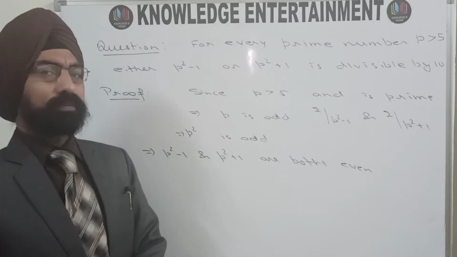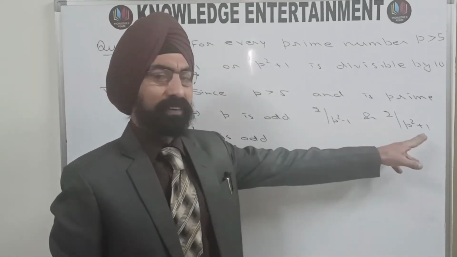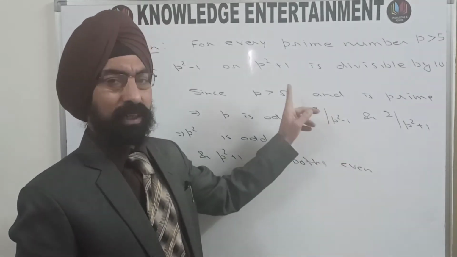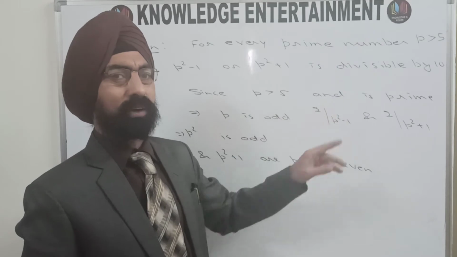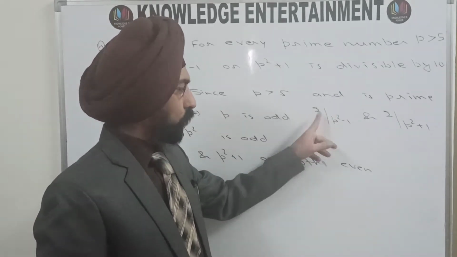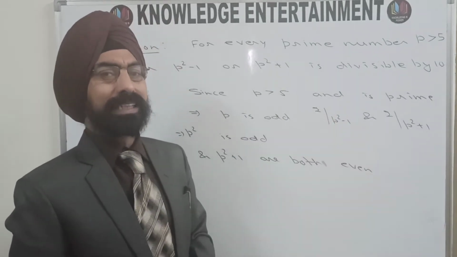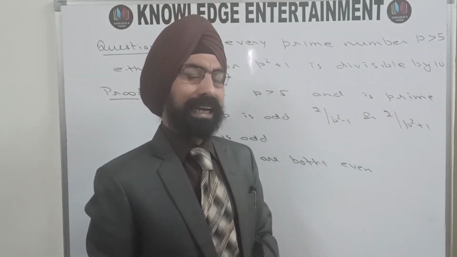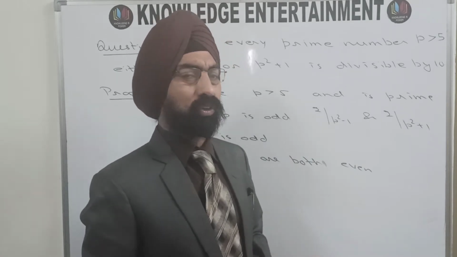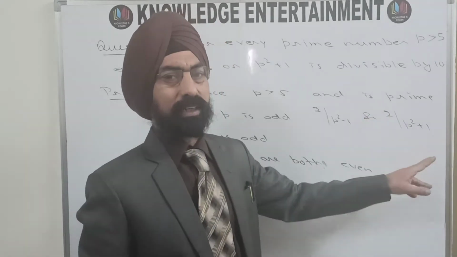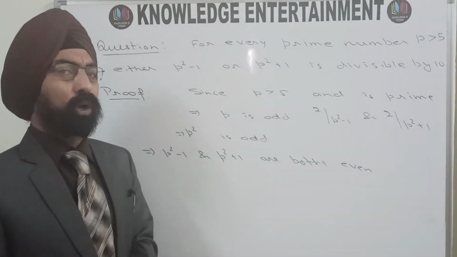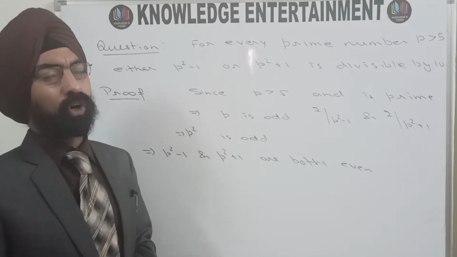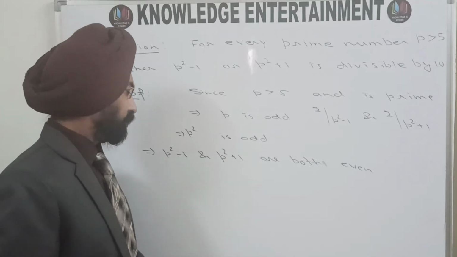Now if we prove that either 5 divides this or 5 divides this: if 5 divides p square minus 1, then 2 divides p square minus 1, 5 divides p square minus 1, and GCD of 2 and 5 is 1. Therefore 2 into 5, that means 10, will divide p square minus 1. Similarly, if 5 divides p square plus 1, then 2 also divides p square plus 1, and GCD of 2 and 5 is 1. So 2 into 5, that means 10, will divide p square plus 1. That means the only thing remaining to prove now is that 5 divides either p square minus 1 or p square plus 1.